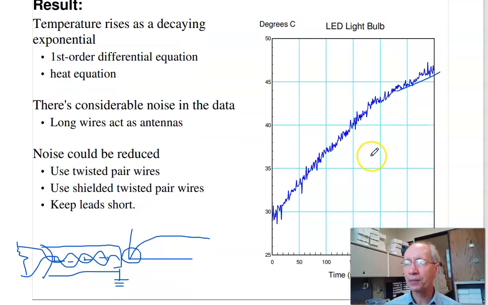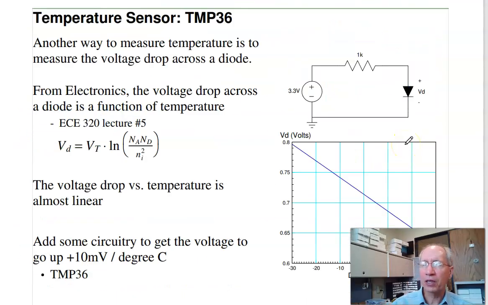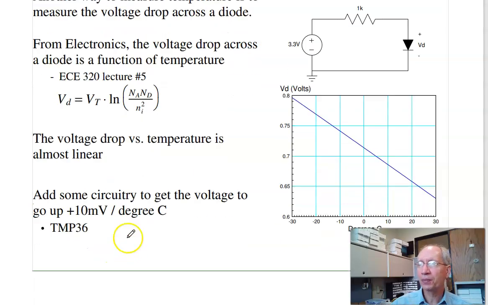That's with a thermistor. The second type of analog temperature sensor is a TMP36. Now this is a sensor you can find on Amazon, find on GeeekPi. It's a thermal diode. Now, a property of diodes is the voltage drop across the diode depends upon the intrinsic carrier concentration. That in turn depends upon temperature. So if you plot the voltage drop across the diode as temperature changes, it's almost linear. Well, a TMP36 uses that to create a sensor where the voltage changes by plus 10 millivolts per degree C.